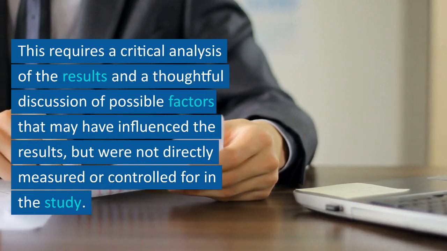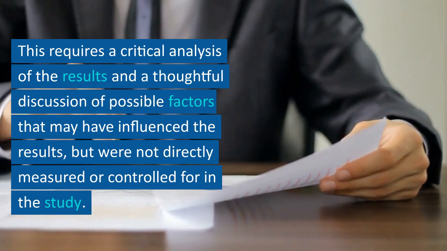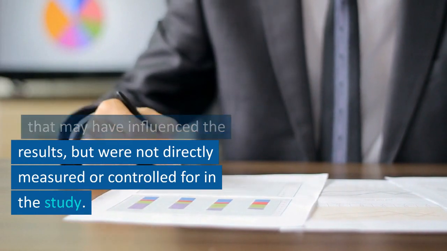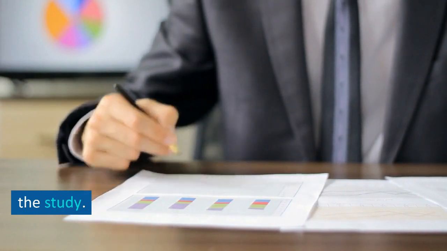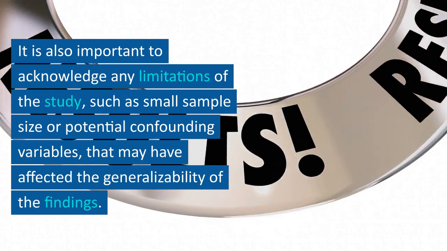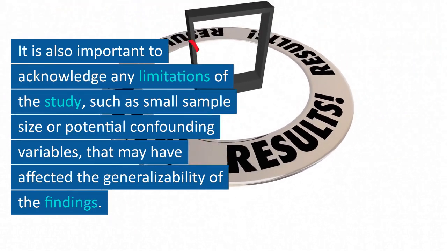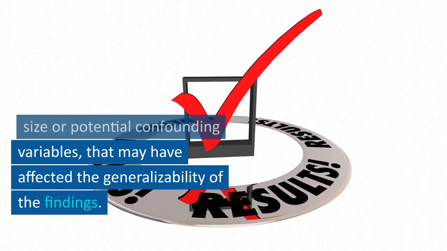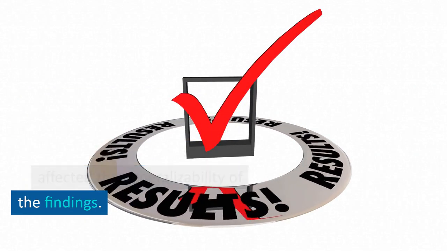This requires a critical analysis of the results and a thoughtful discussion of possible factors that may have influenced the results, but were not directly measured or controlled for in the study. It is also important to acknowledge any limitations of the study, such as small sample size or potential confounding variables, that may have affected the generalizability of the findings.